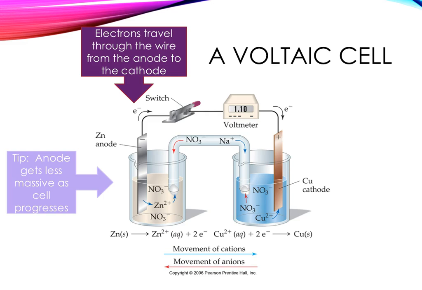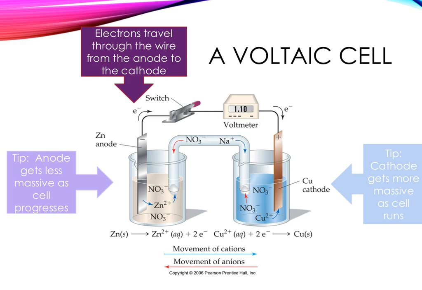It's not like it's getting denser. You're literally taking atoms and turning them into ions that are in solution. So there's fewer metal atoms on it. So you have to say it's less massive. Be careful there. Right? Similarly, the cathode is going to get more massive as the cell is progressing.